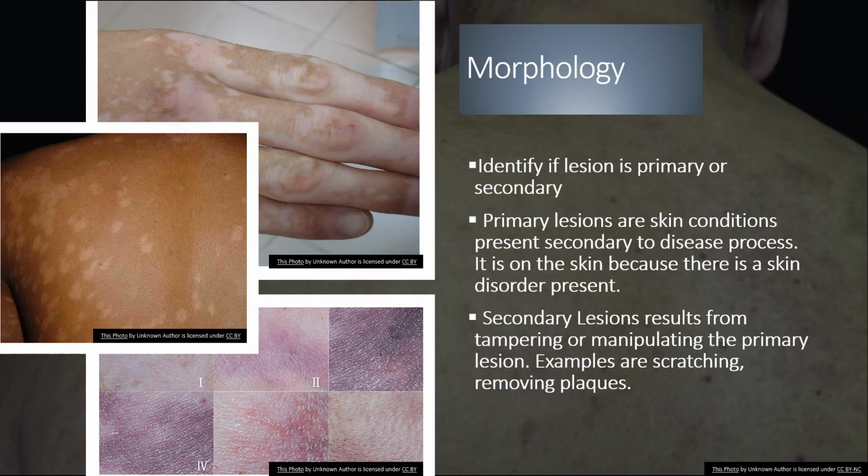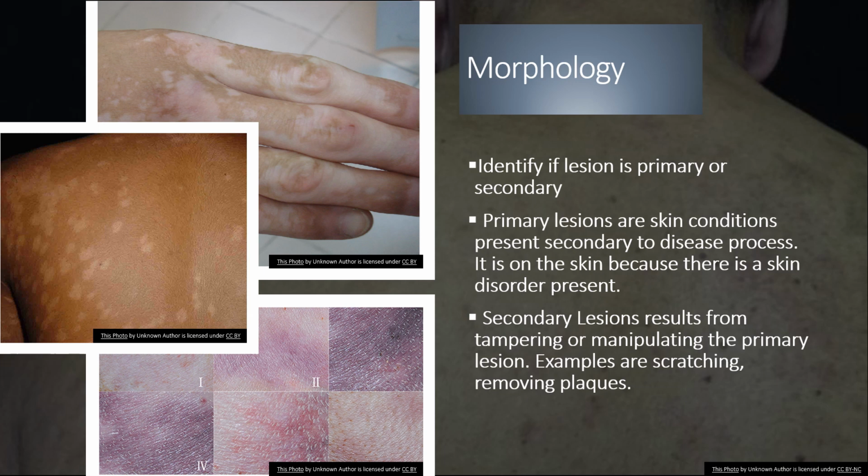Morphology. Morphology is an important rudiment for diagnosing skin lesion. What is the morphology of a lesion? Morphology is akin to structure and form. Morphology just means what is the form or structure of the lesion.